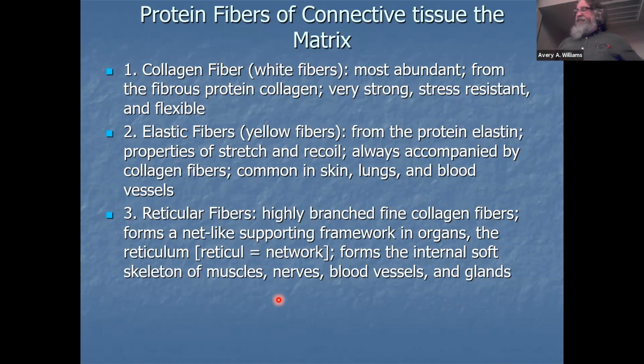You know what? I forgot all about this. I have a rat that has been cleared and stained, where you can remove all the other tissues and just leave behind all the collagen, the reticulum. I'll have to remember to bring that next week. It's kind of cool, anyway.